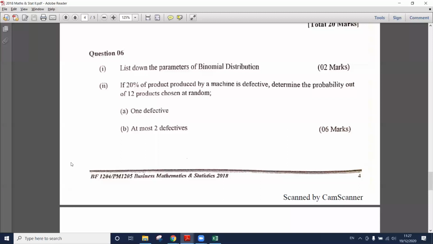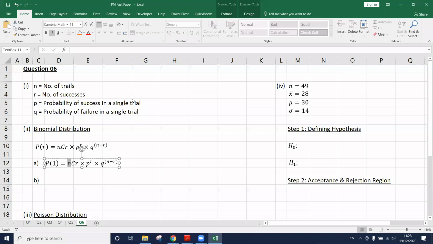What should be the n value here? We are checking how many items at random. We are checking 12 products. Therefore, the value of n is 12. And we need to find the probability of having how many defective items in part A, one defective item. Right? What is the p value here? P means probability of success in a single trial.